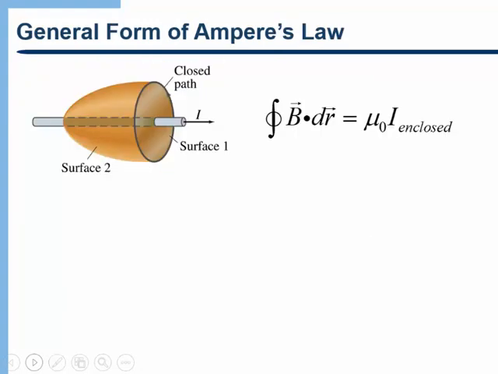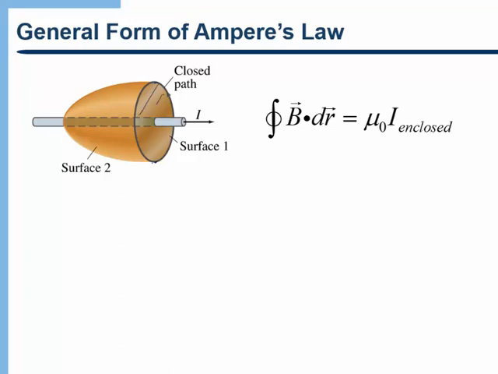Okay, so let's remember what Ampere's law talks about. It says that if you integrate the magnetic field around a closed path, what you get is equal to mu naught times the current enclosed in the path. Okay, so here's the path, and if I look at the current crossing that path, it's just the current in this wire, I. But here's the thing about Ampere's law.